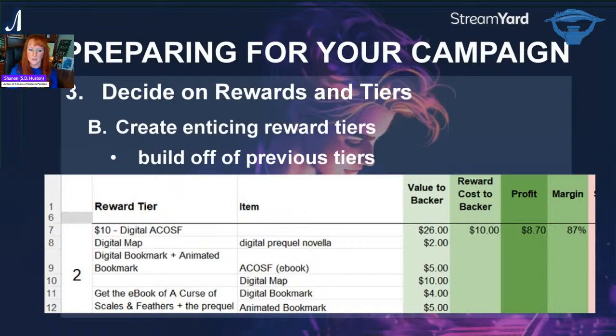So if you see here, I put the price of what everything was. A digital novella, I priced it at $2. Now I would price it at $3, but so you can see the value to the backer came to $26, but I was charging them $10. So I doubled the value. And so you want to double the value as much as you can.